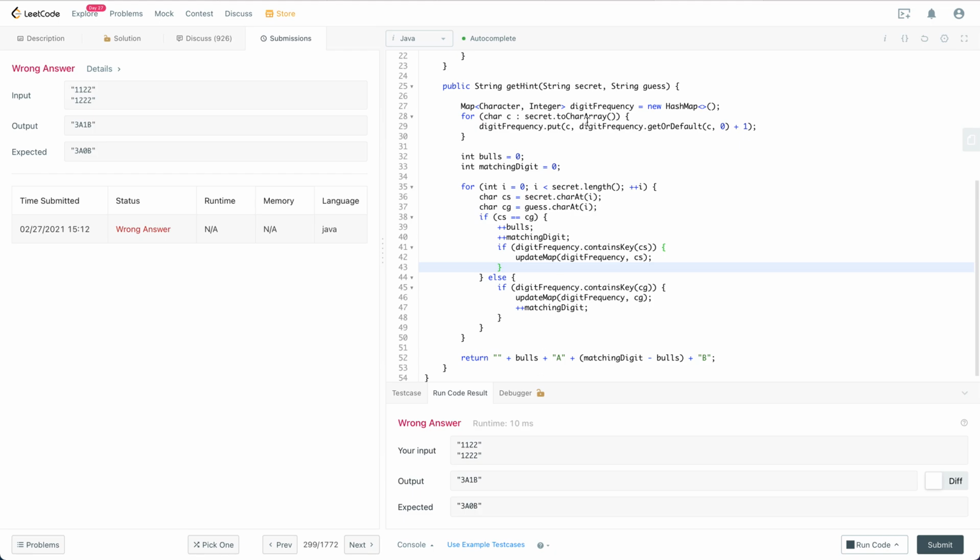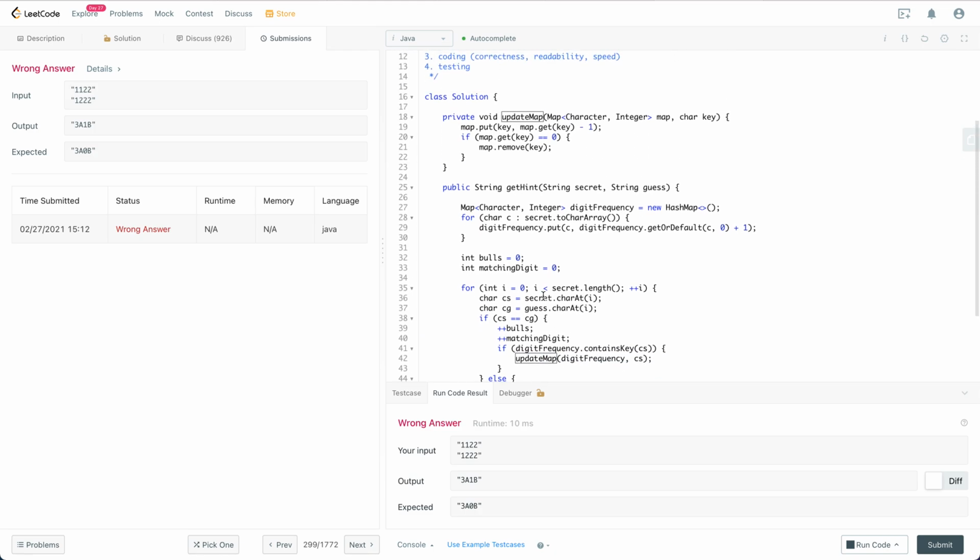So first of all, we have the digit frequency initialized here, and we have CS and CG. So if CS is equal to CG, then we are going to plus the ball and plus the matching digit. So for the first one, we have both plus 1. For the second one, because it's not equal, it's not this if branch, but we are definitely going to update. So if the digit frequency contains the CG, of course, yes, we are going to plus the matching digits and also update the maps.